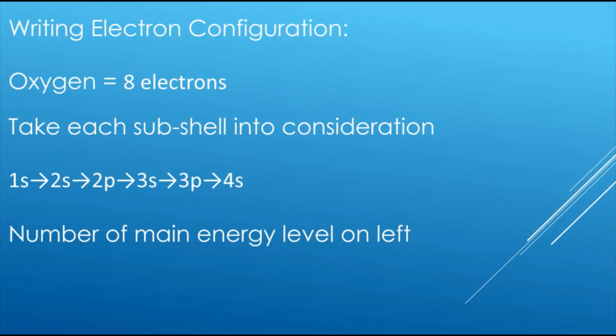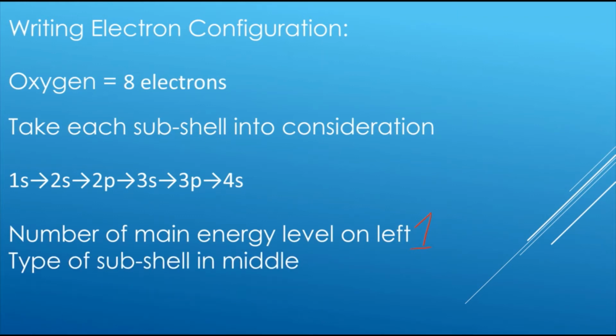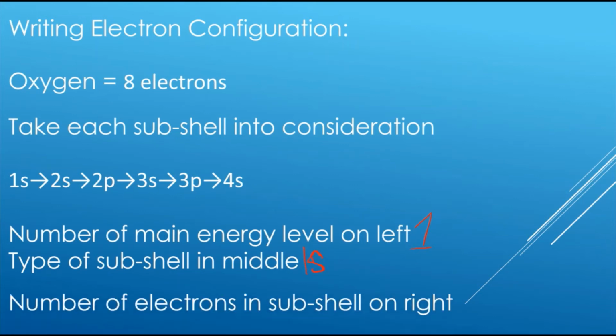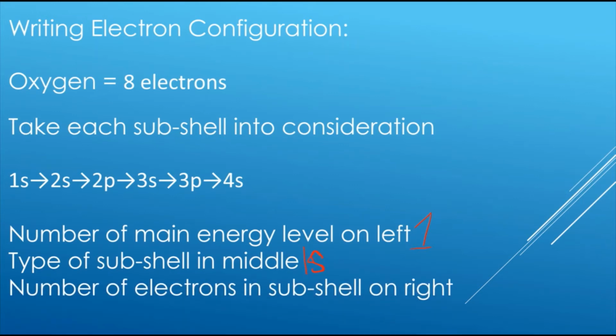So how we write it down is we have the number of the main energy level on the left. This belongs to the first energy level, so we would write 1 on the left, and then write the type of subshell in the middle. In this case, this is S, so it would be 1s, and then the number of electrons in that subshell on the right as a power.